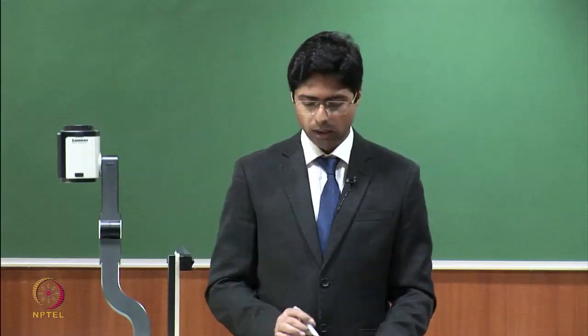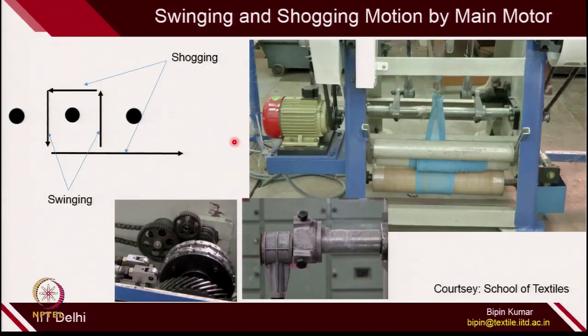So, here is the video which shows how the same motor, this is the main motor, is connected and gives the drive for this pattern drum and the swinging motion for the guide bar. Swinging motion here is just the guide bar swinging from the front side of the needle to the back side and vice versa, and sagging motion is the lateral shift of the guide bar with respect to the needle bar.